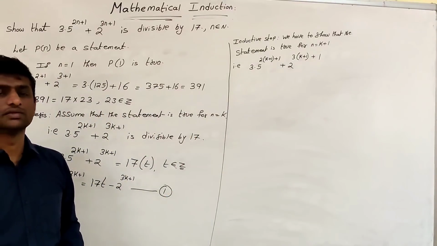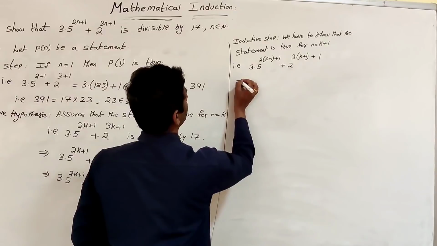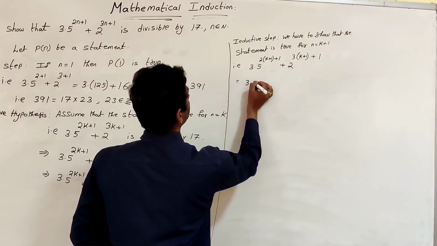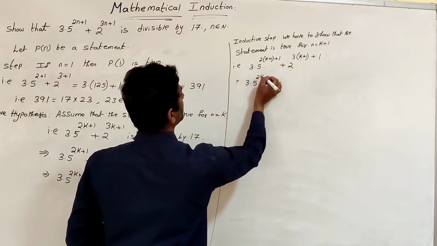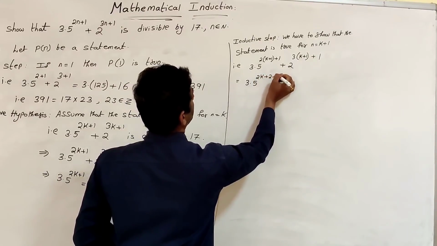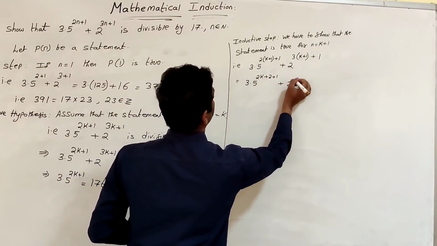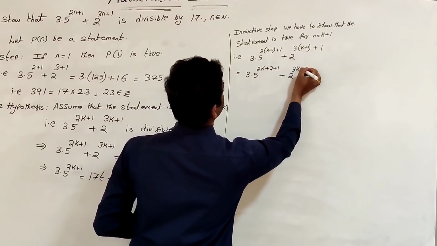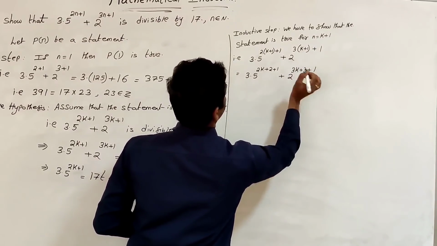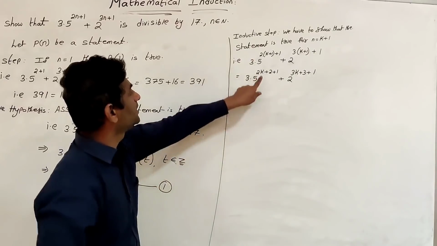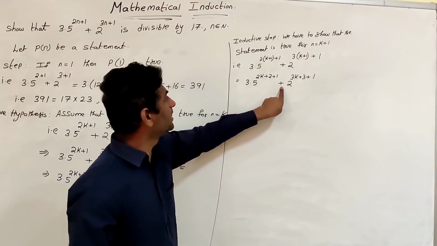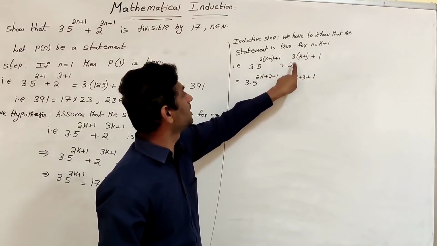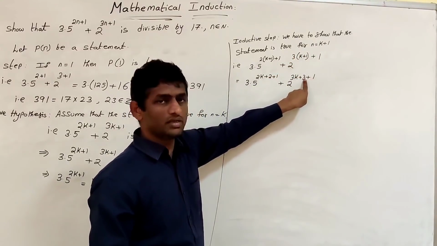Now we'll see this: 3 into 5 to the power of 2 times k plus 1 means 2k plus 2 plus 1, plus 2 to the power of 3k plus 3 plus 1. 2 times k is 2k, plus 2 times 1 is 2, plus 1 as it is. Plus 2 to the power of 3 times k is 3k, plus 3 times 1 is 3, plus 1 as it is.